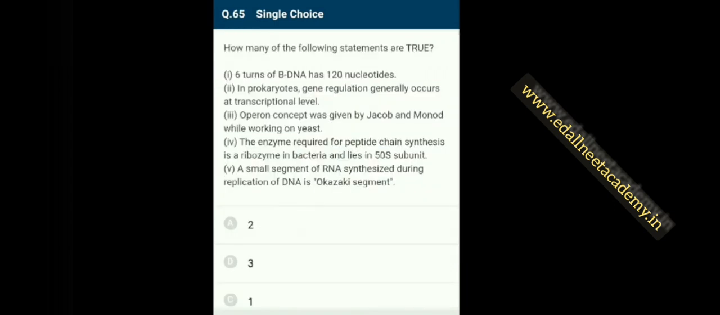Question number 65. How many of the following statements are true from the given five statements? Transcriptional initiation is the predominant site for control of gene expression. In a transcription unit, the activity of RNA polymerase at a given promoter is regulated by interaction with auxiliary proteins, which affects its ability to recognize start sites.